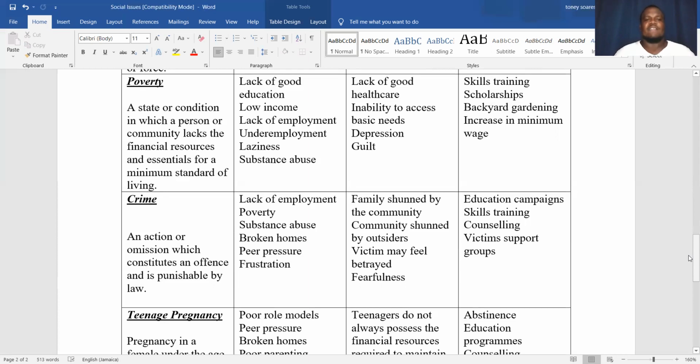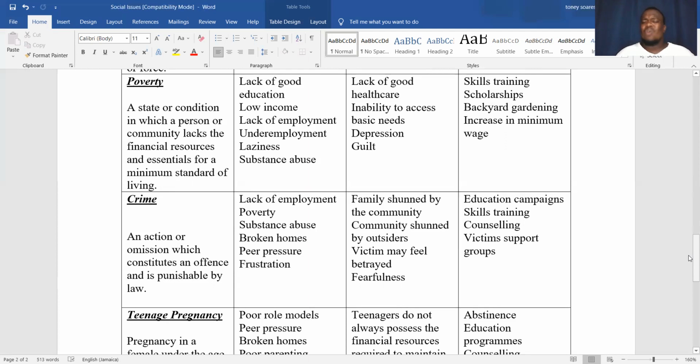Some of the causes: lack of good education, low income. When persons are not properly educated, then they can't get good jobs to support themselves, so they have no choice but to remain poor. Low income, you can never get rich off a small salary, right? Persons are unemployed or underemployed, meaning that they get a job that they are overqualified for. They can't find a job in their field of expertise.